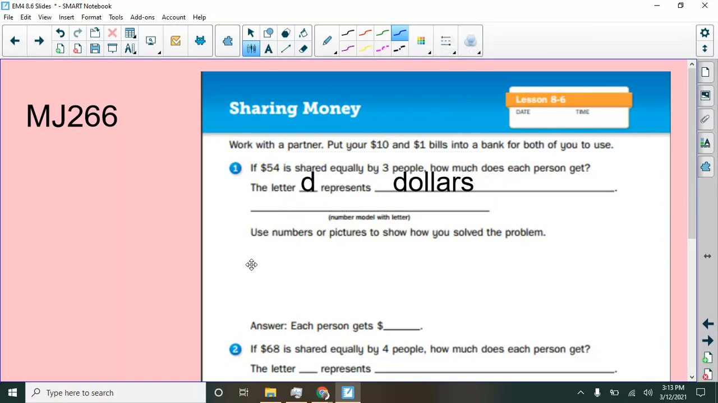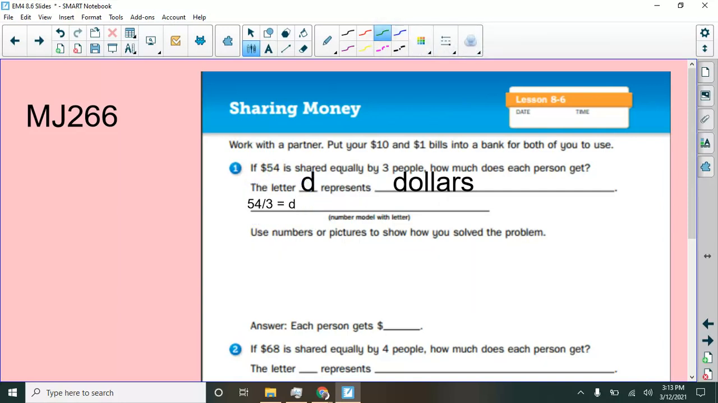And so the number model that we're actually doing, we're going to take $54 and split it between 3 people. So are we multiplying or dividing? We are dividing. The page is even called sharing, right? Sharing is dividing. 54 divided by 3 equals, our answer is going to be that D. D for dollars. This is a number model with what we say is an unknown. In this case, it's a letter. And now let's solve the problem.